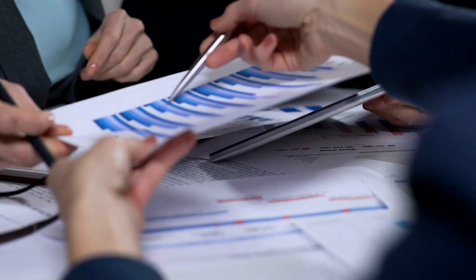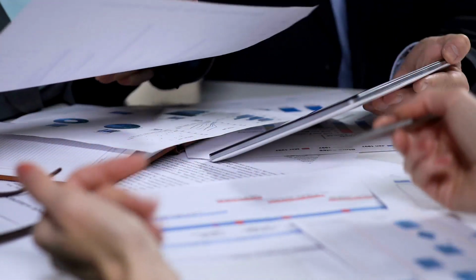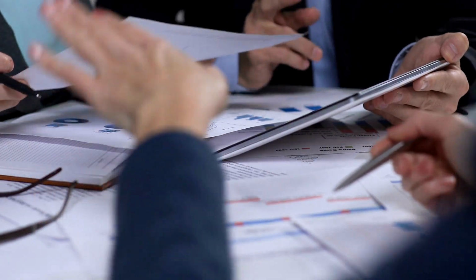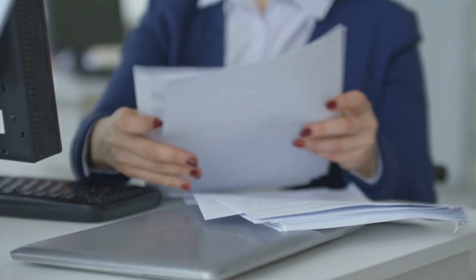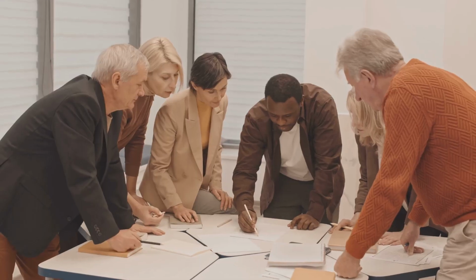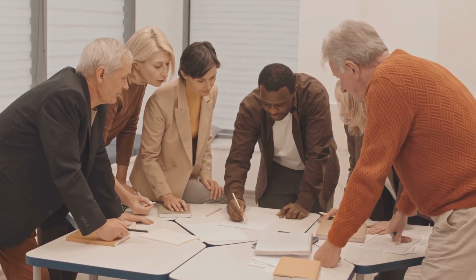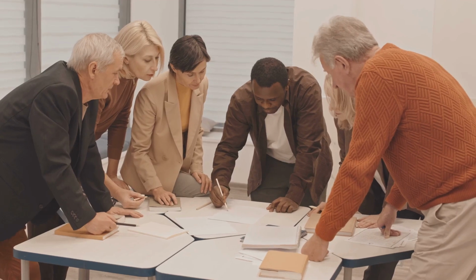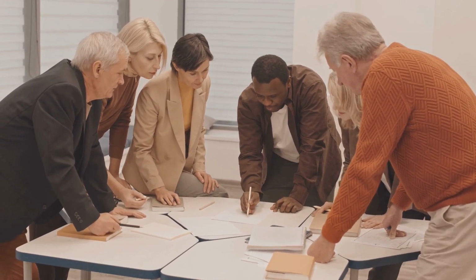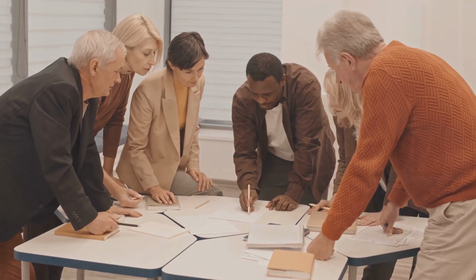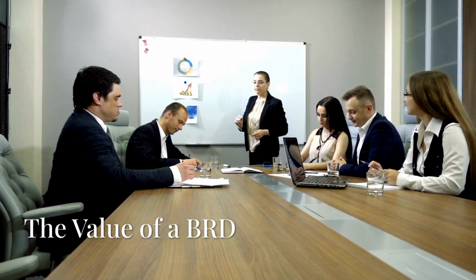The BRD may also contain an appendix or supporting documentation, such as process diagrams, data flow charts, mock-ups, glossaries, or references to related documents. These additional resources provide clarity and context, making it easier for both technical and non-technical stakeholders to understand the requirements and their interdependencies.